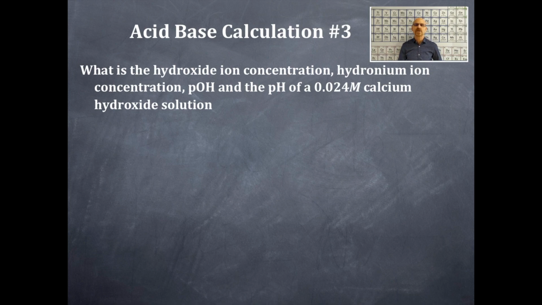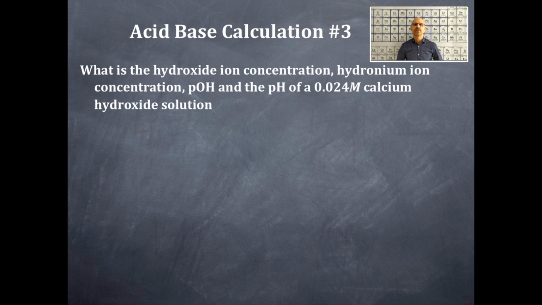So the first thing that we need to do is get the formula for calcium hydroxide. Calcium is a group 2, that's a +2 ion charge, and hydroxide is a polyatomic ion with a 1- charge. I'm going to take the 2 and the 1, flip, and bring them down. I get the formula for calcium hydroxide: Ca(OH)2, aqueous. Calcium hydroxide is a group 2 hydroxide, which means it is a strong base.